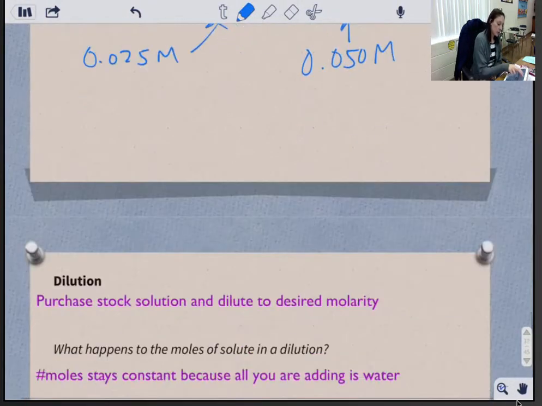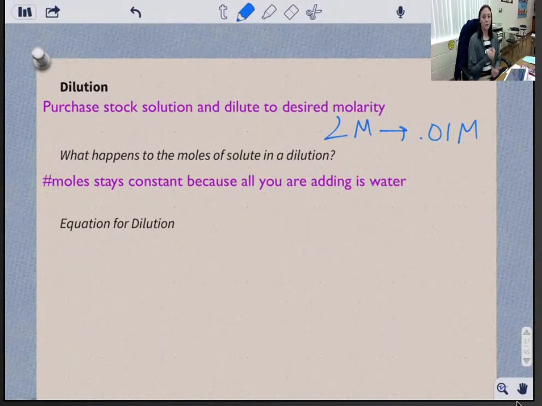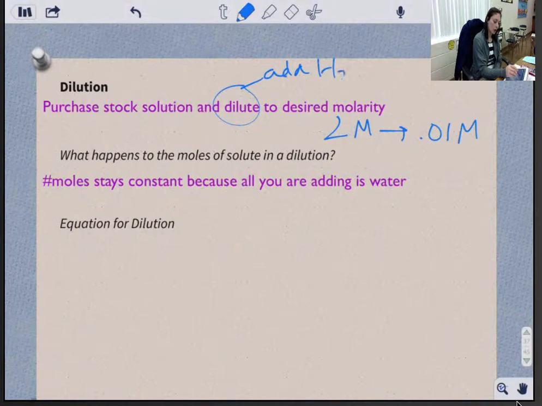All right, we did this in the sports drinks lab. We're dealing with dilutions. You're going to purchase a stock solution and then dilute it to a desired molarity. So I'm going to go from, say, a 2 molar solution down to a 0.01 molar, or a 14 molar solution down to a 2 molar. You're diluting the stock solution. And again, remember, diluting means that you are adding water.